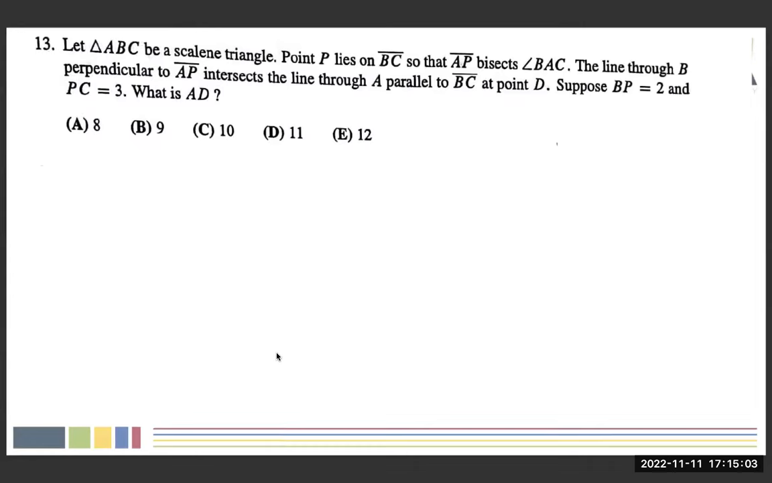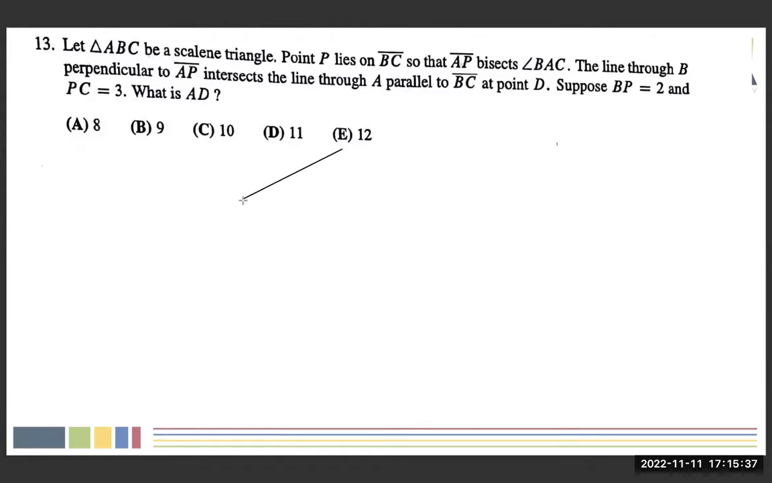Okay, this is AMC 10A problem 13. Let ABC be a scalene triangle. Point P lies on BC so that AP bisects angle BAC. The line through B perpendicular to AP intersects the line through A parallel to BC at point D. Suppose BP equals 2 and PC equals 3. What is AD?